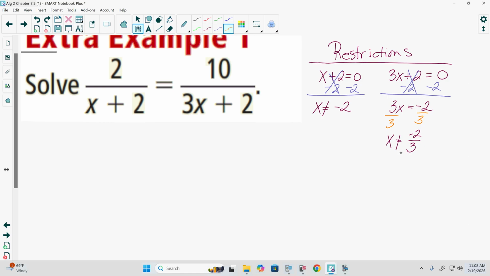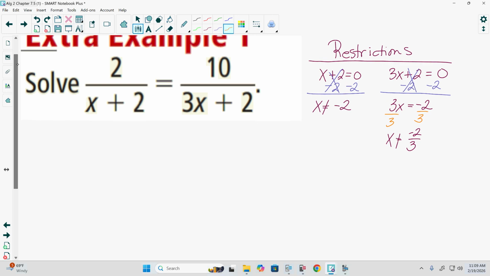So for this here, we need to find a value of x that will make these be true, and we know for certain if it's -2 or -2/3, those solutions will not work. We can throw them out. Questions on this so far?